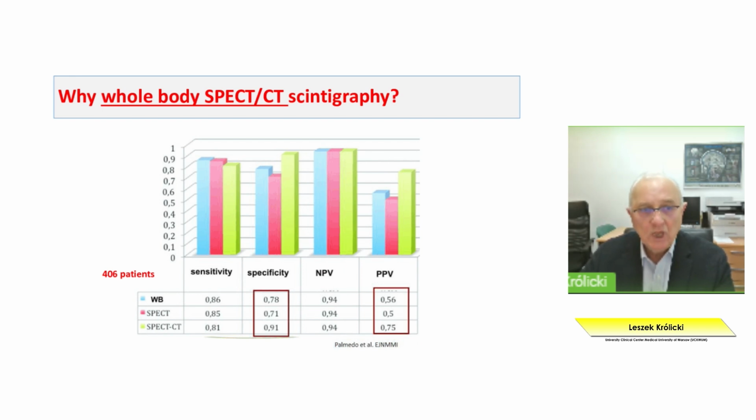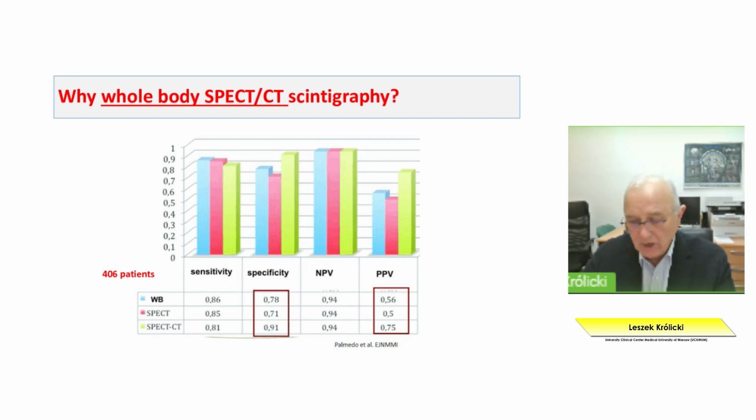And here we can see a similar rule. Once SPECT CT is introduced, the authors have found out that in case of 400 patients, the specificity is over 0.9.